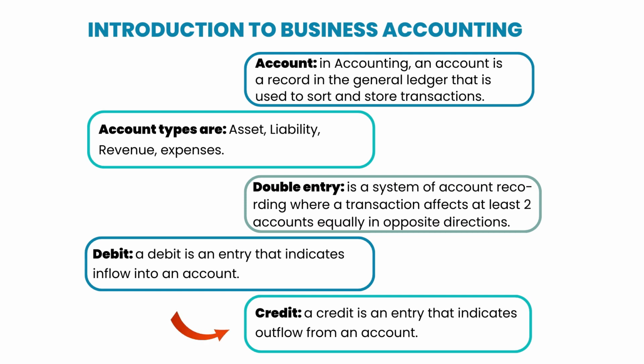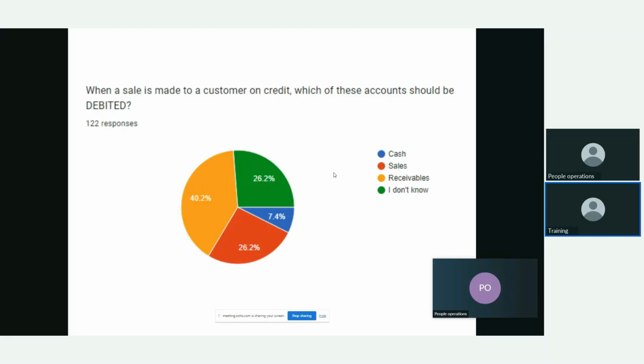In order to summarize this and put it into simpler terms, let us revisit one of the questions that we asked during the poll so that we can better understand all these terms. The question says, when a sale is made to a customer and the customer did not pay, you have a customer that is your loyal customer and they have access to buying things on credit without paying. So when you sell to that customer, which of these accounts should be debited?